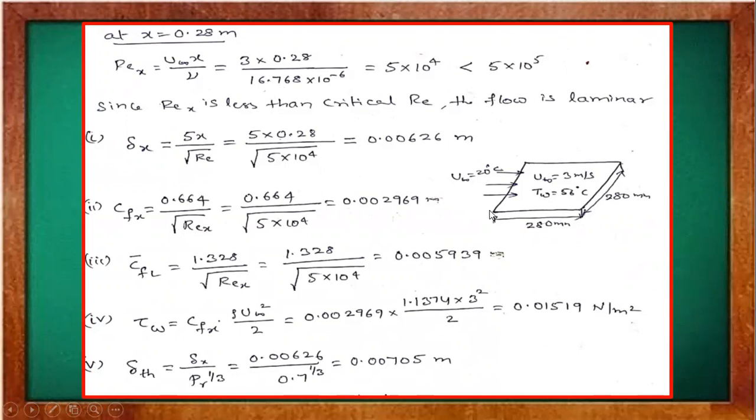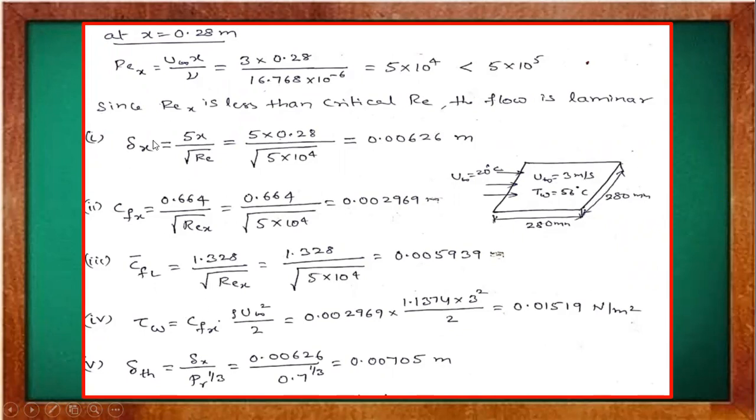That means as the flow starts from the leading edge to the trailing edge, at the end of the plate the Reynolds number is 5 into 10 power 4, which is in the laminar region, since the critical Reynolds number is 5 into 10 power 5. That means at the Reynolds number of 5 into 10 power 5, the flow converts from laminar to turbulent. Hence, since the Reynolds number at the end of the plate is in the laminar range, let us find the properties in the laminar region.